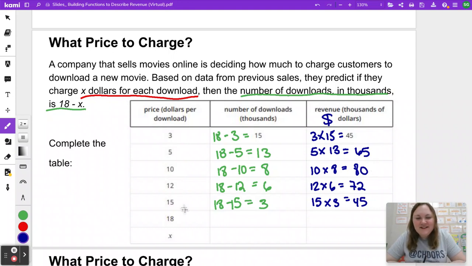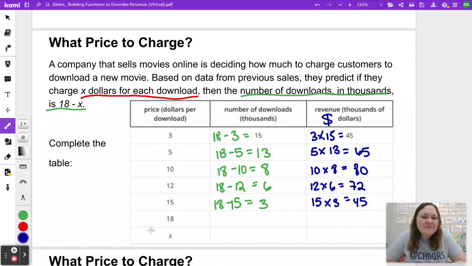But notice for the next two, the $12 for each movie and the $15 for each movie, I ended up getting that the revenue is going back down here. It's decreasing. For each movie costing $12, they would predict to make $72,000. And if they make each movie $15, they're predicting to make $45,000. Think about why that is.